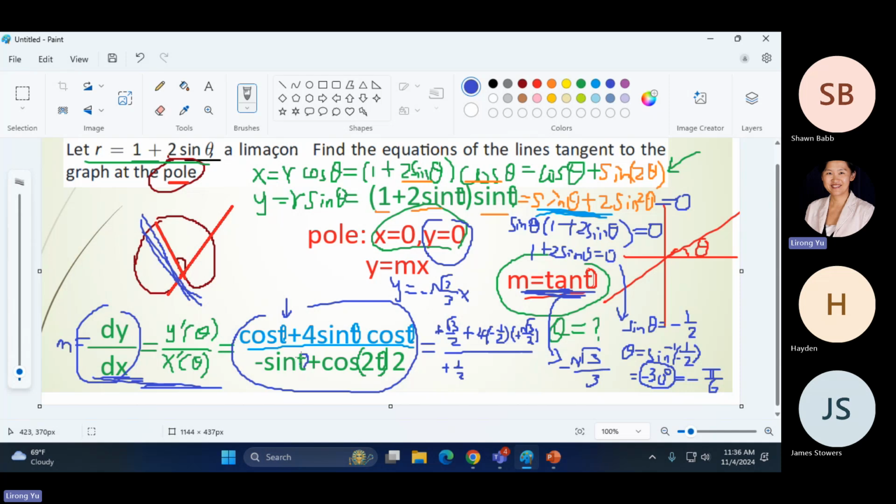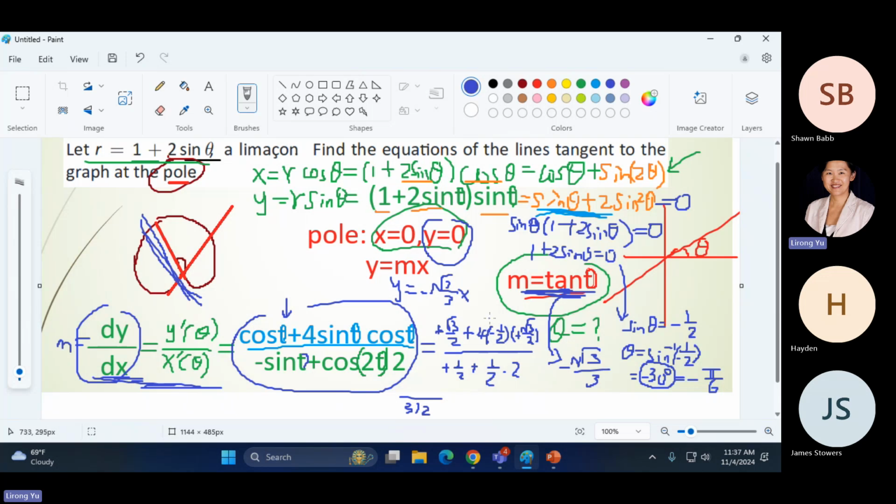That theta, sine of negative pi over 6, is positive 1/2, plus cosine of 2 times negative pi over 6, which is cosine pi over 3. That's 1/2, times 2, so this is actually 1. 1 plus 1/2 is 3/2. So the denominator is 3/2.